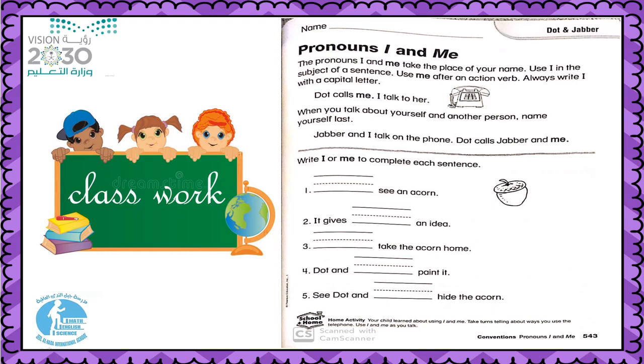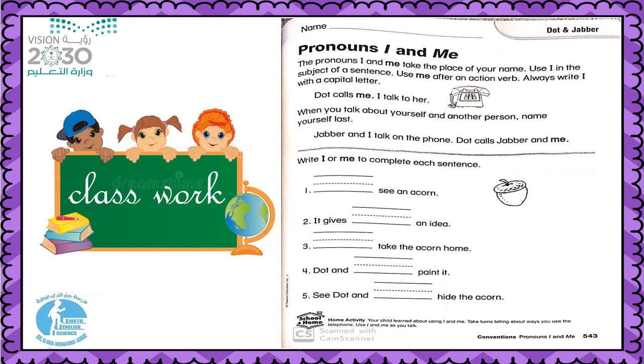Look at the second sentence. I talk to her. Why did I put the pronoun I? Oh, that's really easy. Because we said when we start the sentence, we start with the pronoun I, not with the pronoun me. And I is in the subject of the sentence. It's in this part of the sentence. That's why we use the pronoun I.